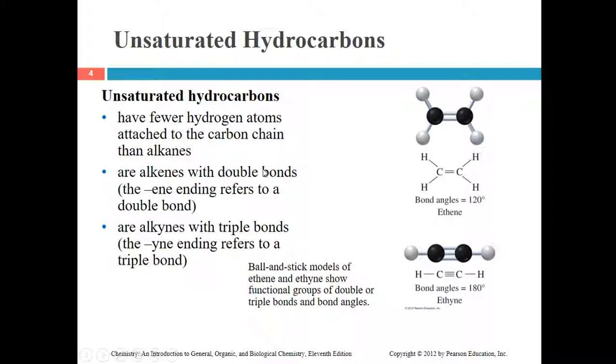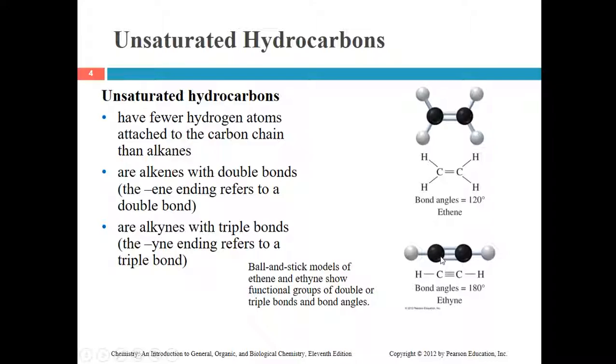So an alkene has at least one double bond, and the ene ending refers to a double bond. So here is a 2-carbon item. Its prefix is eth, and because it's a double bond, we're going to name the ending ethene, not ethane. Ethane would just mean single bonds. Now, an alkyne has triple bonds. The yne ending refers to the triple bond. So here is an example of our smallest triple bond compound, which is going to be 2 carbons. The prefix for 2 is eth, and the ending represents a triple bond, so yne, so ethyne.